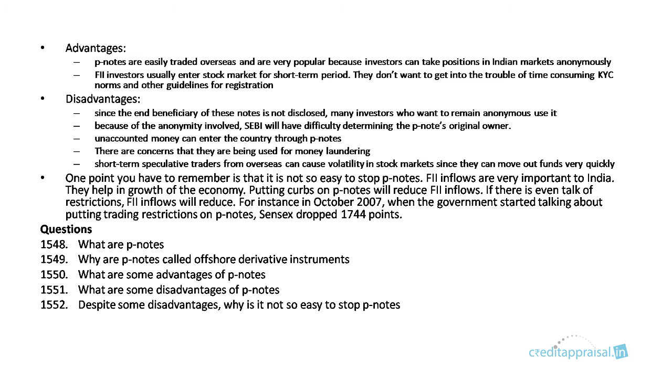For example, in October 2007, when the government started talking about putting some trading restrictions on P notes, Sensex dropped by 1,744 points. So it's not a very easy thing to stop P notes. So we have to live with the disadvantages.